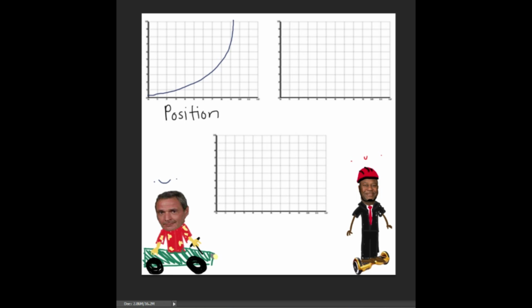On the other hand, Dr. Mays' position was increasing constantly. This means that he travels the same distance at every time interval.